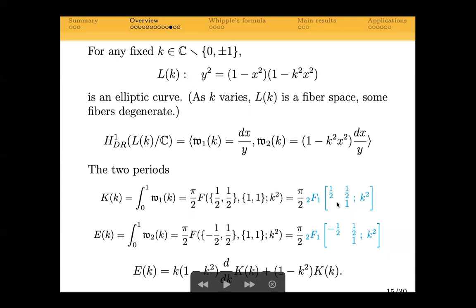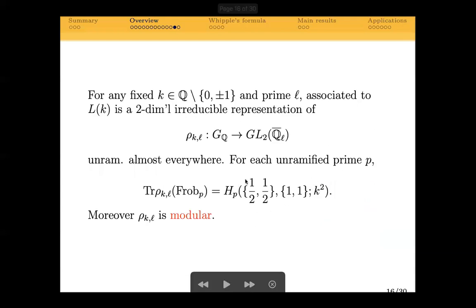So what I'm trying to tell you is that the classical hypergeometric function and the character sum appear in a compatible package. That's what I'm trying to convey here.